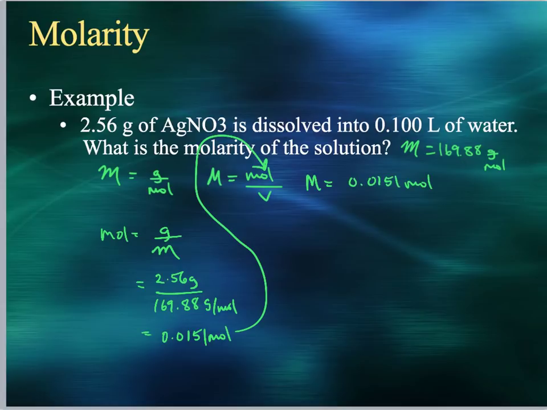0.0151 moles divided by my volume, which is already in liters, so that's good. I don't have to do any conversions. 0.100 liters of water. And my molarity then is, just times 10 more or less, 0.151 molar AgNO3.